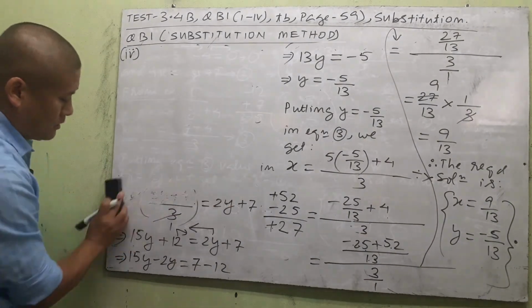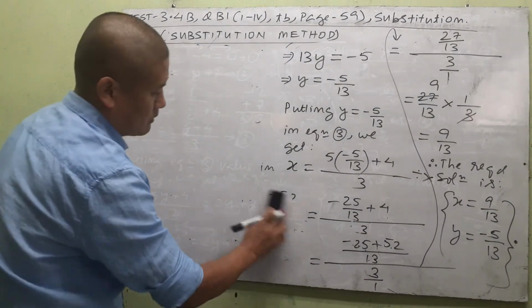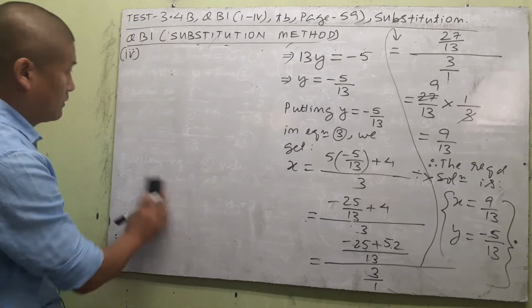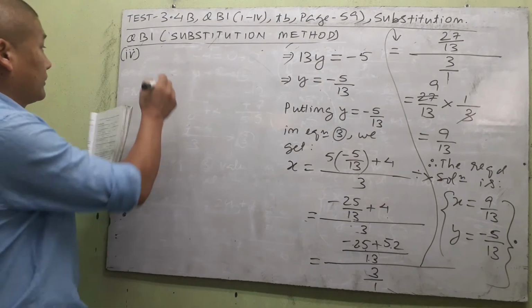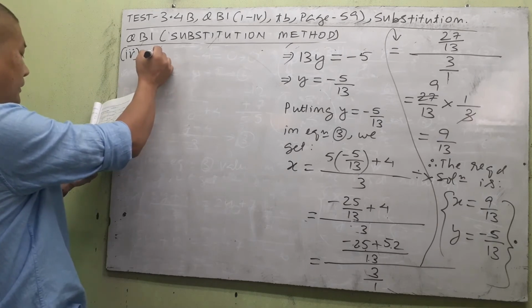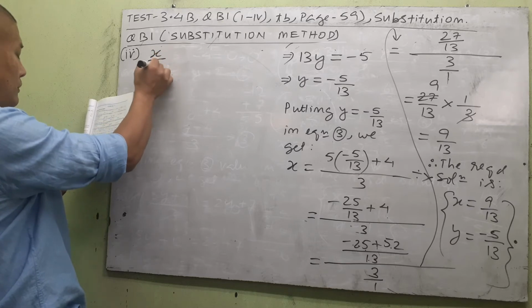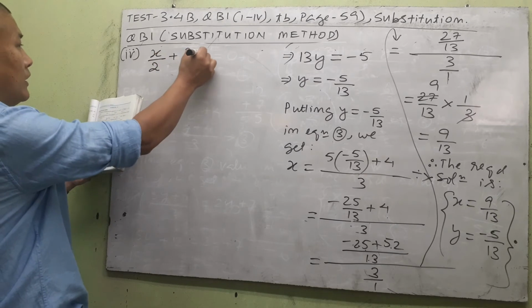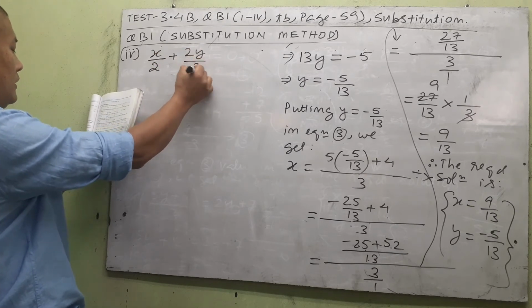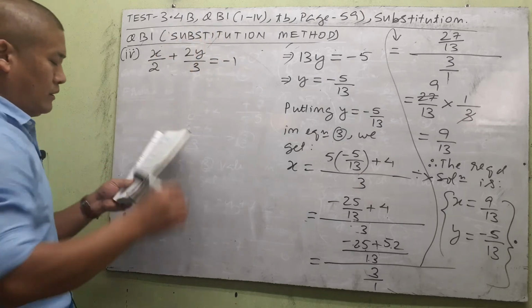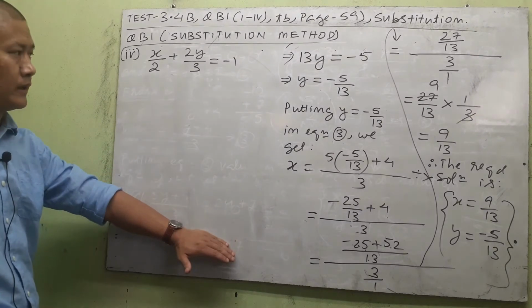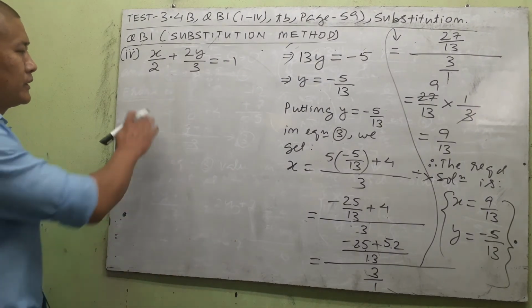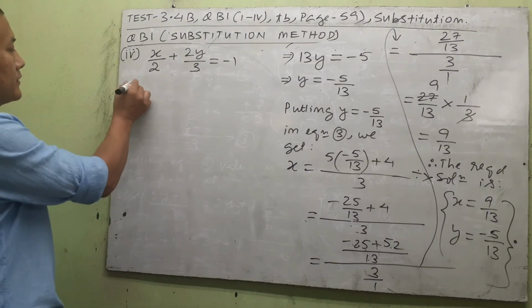Okay, so we have here x by 2 plus 2y by 3 equal to minus 1. So it's not necessary, okay? You can solve by any way you want. But if you do like what I'm doing, it's slightly easier, I feel. So let's just rearrange this.